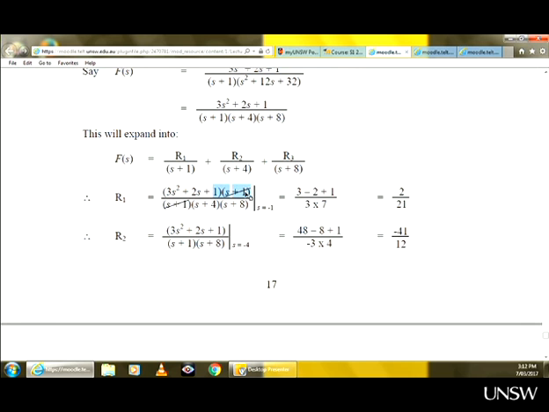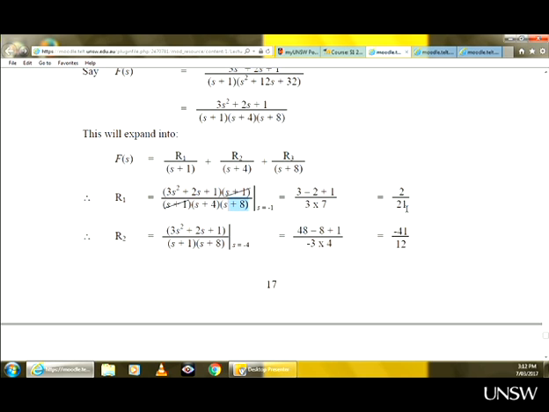Now, this s plus 1 will cancel the s plus 1 in the denominator. And now substitute s with minus 1. So you have minus 1 squared, which is 1, times 3 is 3. 2 times minus 1 is minus 2, plus 1, that will give you 2. Down here, s is minus 1, so you have 3. s is minus 1 plus 8, it's 7. 3 times 7 is 21.